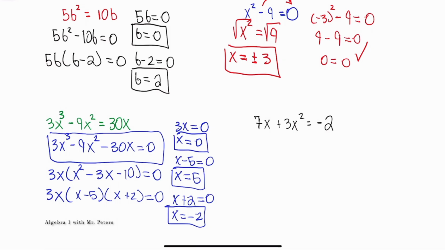Now, when we go over to our last example, I'm going to show you a different method that I did not touch on in this video. So we know the very first step is to rearrange the quadratic equation. So once I add 2 and put it in standard form, we have 3x squared plus 7x plus 2 is equal to 0.